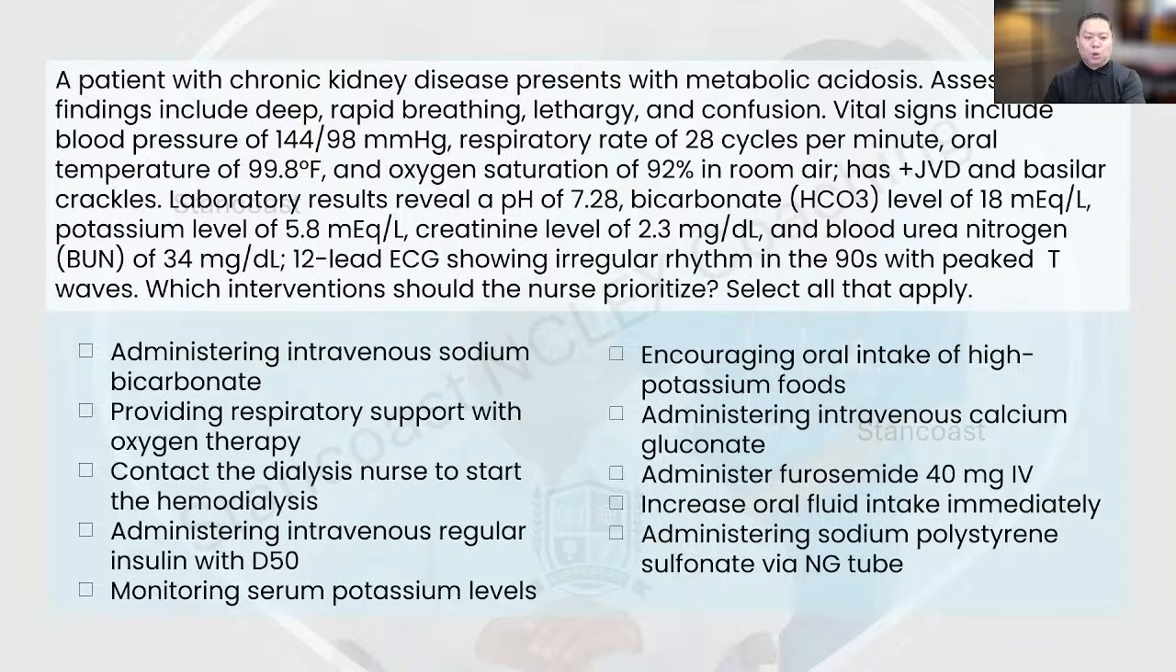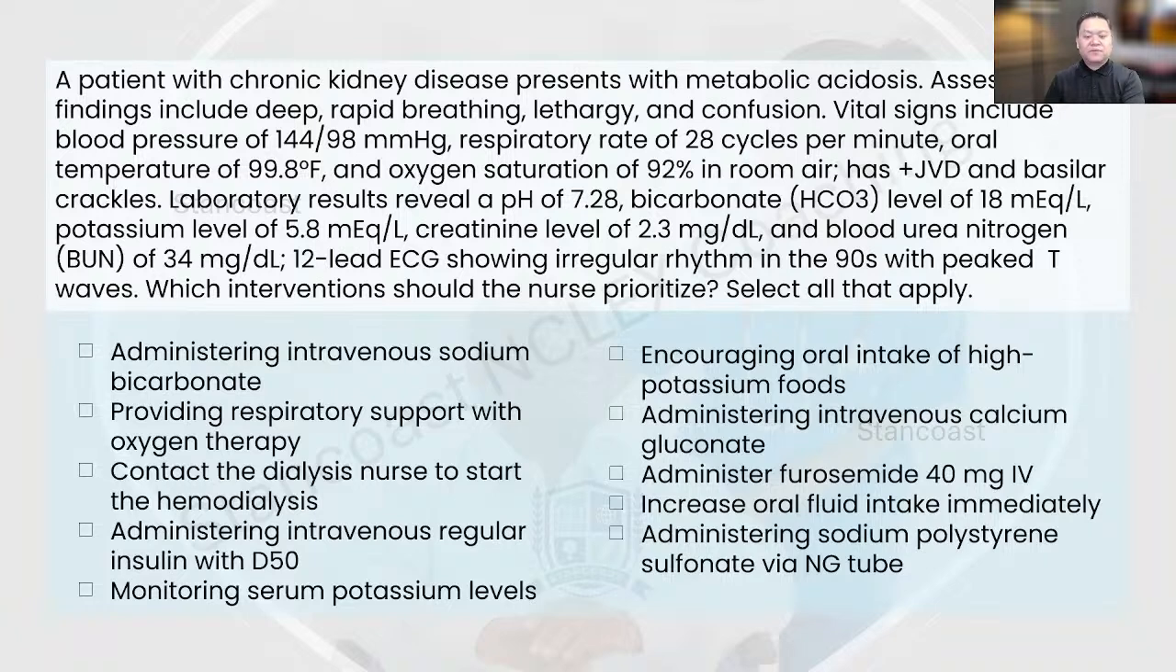So, abnormal, right? 144, it's not really critical, but it's high. Respiratory rate of 28 cycles per minute, that is way over the allowed range in the adult. And oral temperature of 99.8, that is low-grade temperature, so considered low-grade fever. And the oxygen saturation of 94% in room air. All right, so I really want you to capture those.